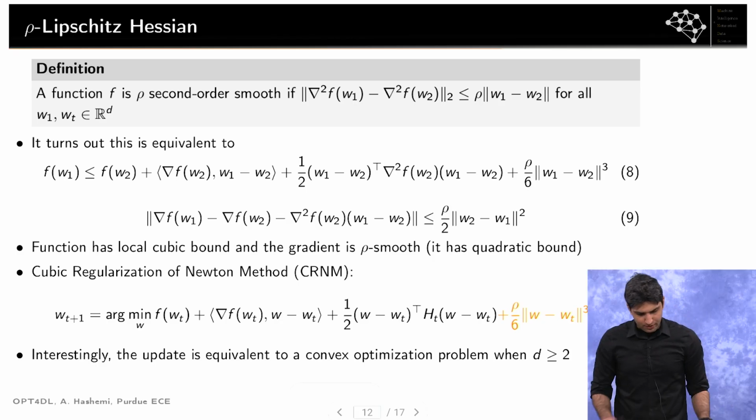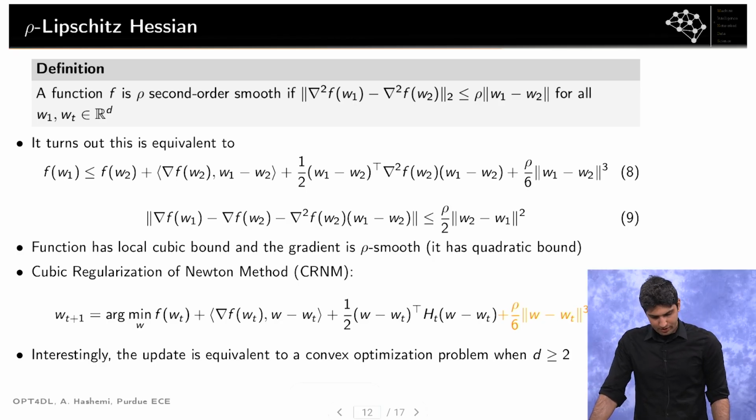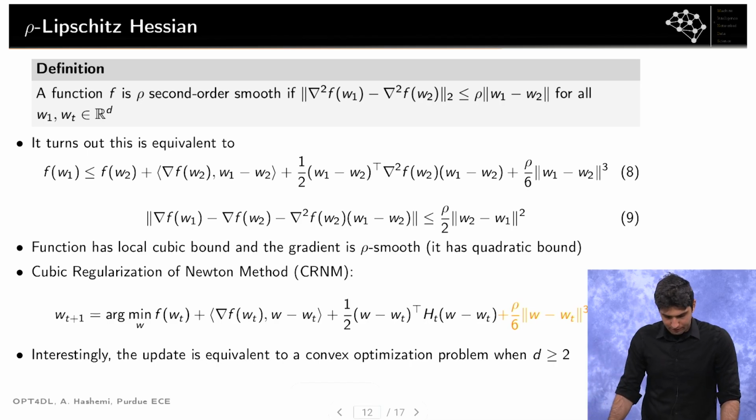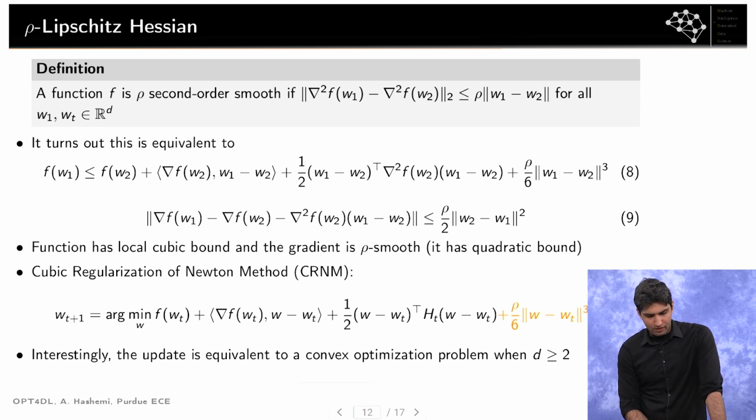Right. To talk about this algorithm, we need to talk a little bit more precisely about the notion of Lipschitzness of the Hessian, which I've mentioned a few times so far. So let's go over the definition. We call a function rho second order smooth when the Hessian is Lipschitz. In particular, the norm of the difference of the Hessian at two different points, W1 and W2, is bounded by some constant rho times the norm of the difference of W1 and W2.